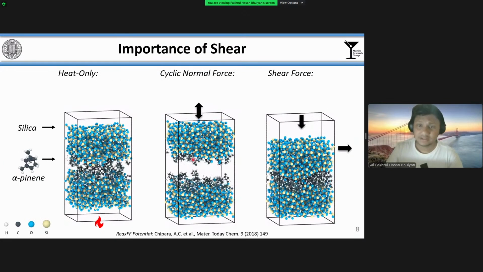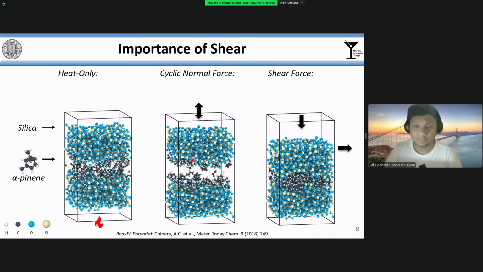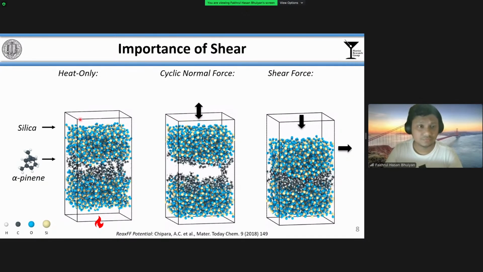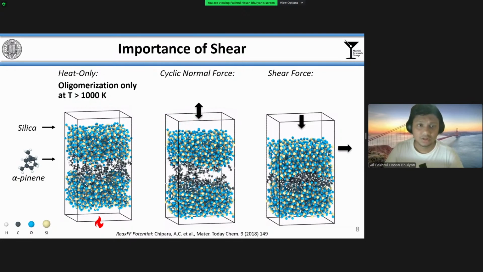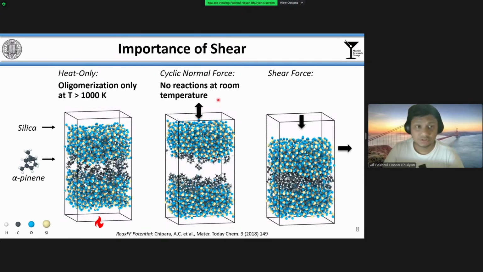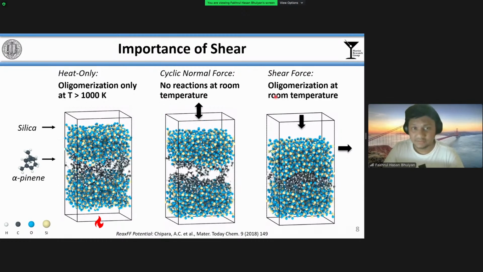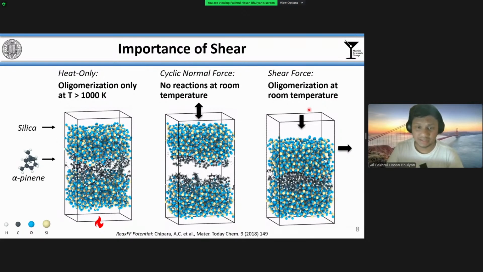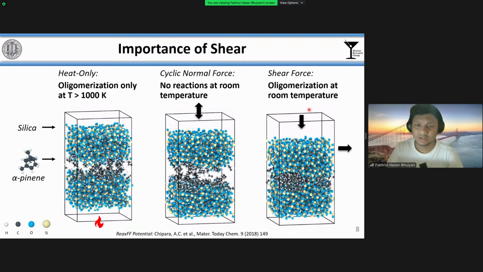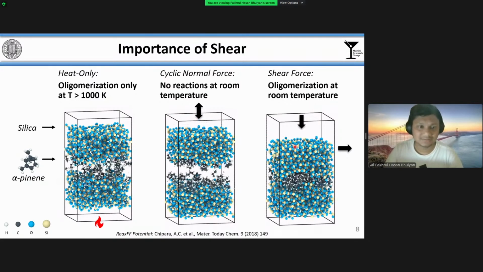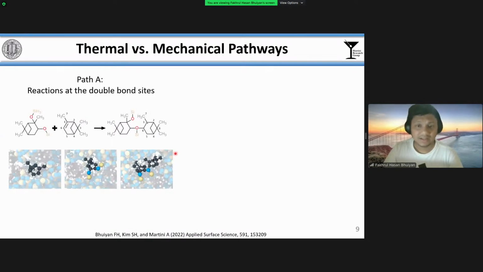Interestingly, we observed that the oligomers formed at very high temperatures in heating simulations, and no oligomers formed just by compression. However, significant number of reactions happened in the sliding simulations at room temperature. This means that shear is a key driver of these tribochemical reactions. We then analyzed the reaction pathways that led to oligomer formation and found multiple such pathways.